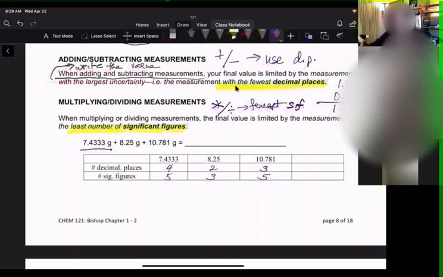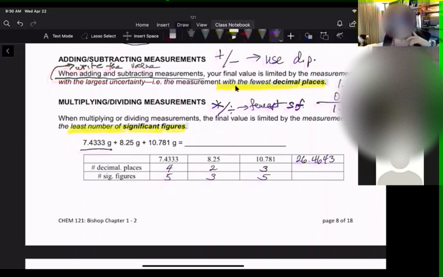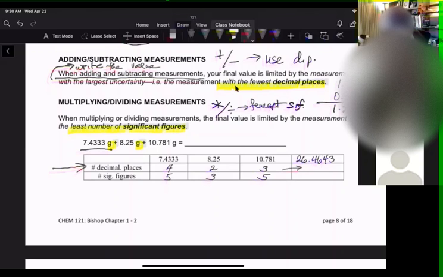All right, so let's calculate our answer. I'm going to write it in the box and take a look at that. Now with this one, we have to decide which rule we're going to use. This has just addition, so that means we're going to use decimal places. The decimal places are going to determine the decimal places of our answer. How many decimal places should our answer have? We'll take the fewest.